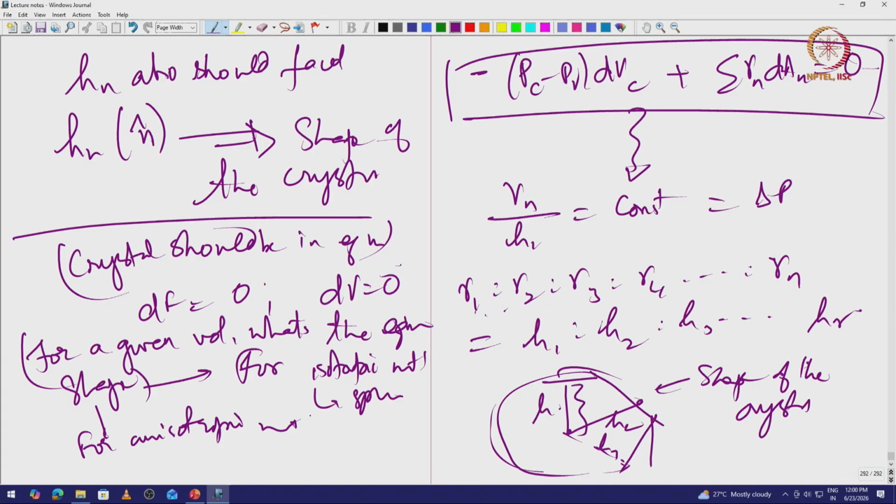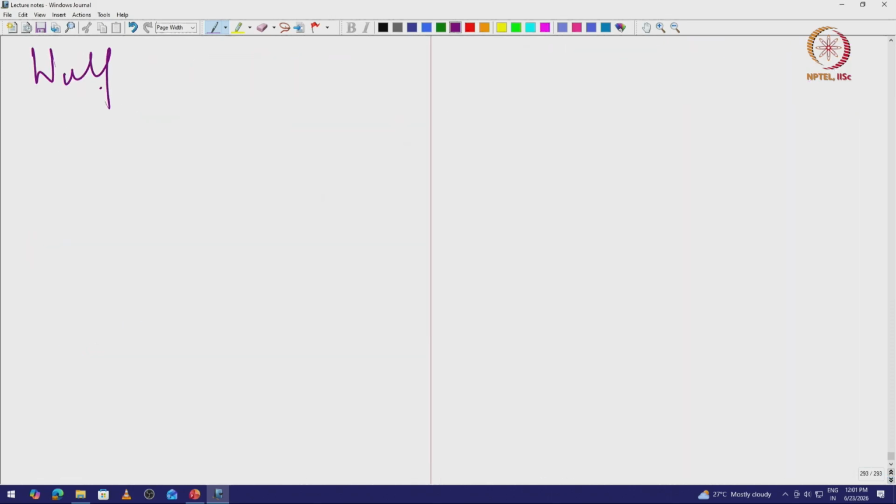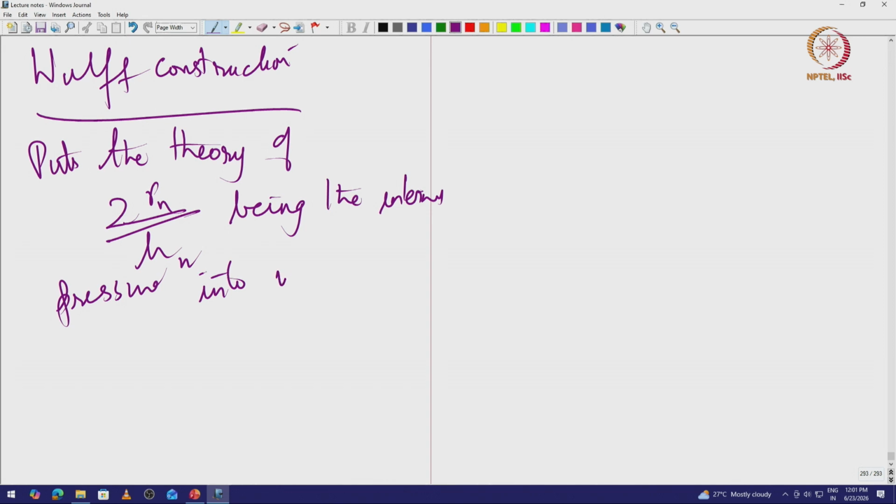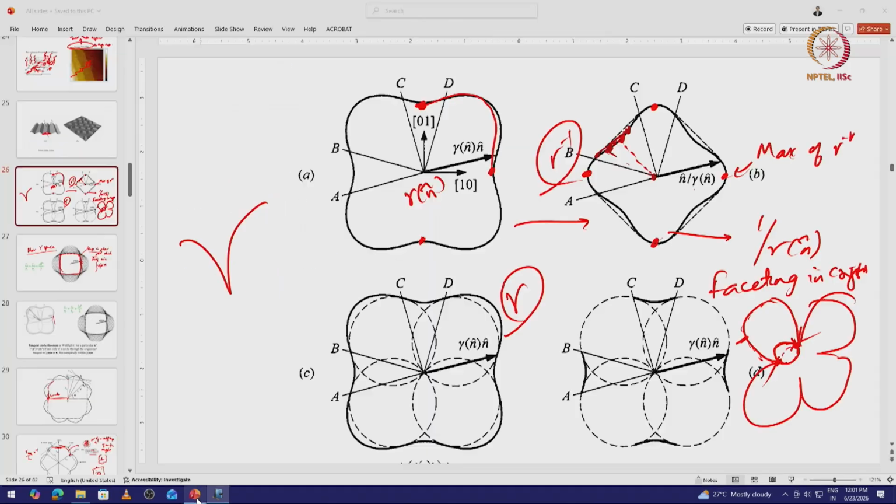Now this is just the theory, but you can look at a beautiful construction called the Wulff construction, that puts this theory of 2 gamma by H being a constant, or being the internal pressure, into a visual construction. And that construction is as follows.